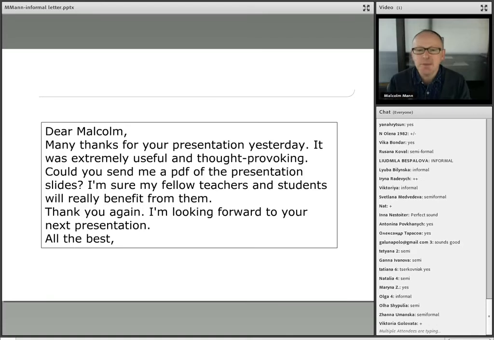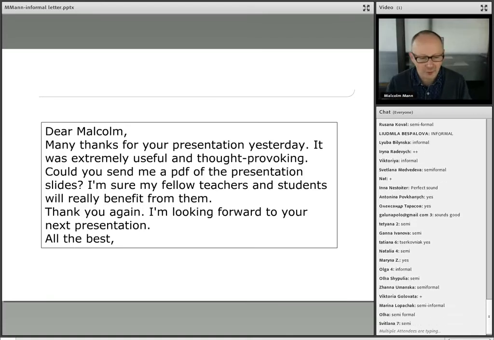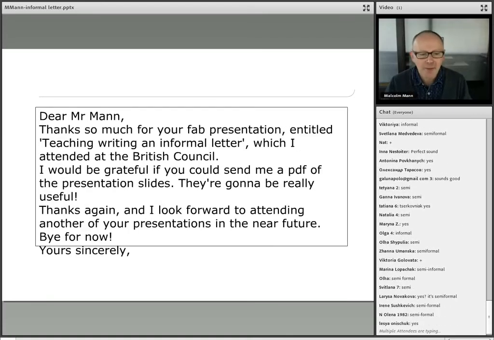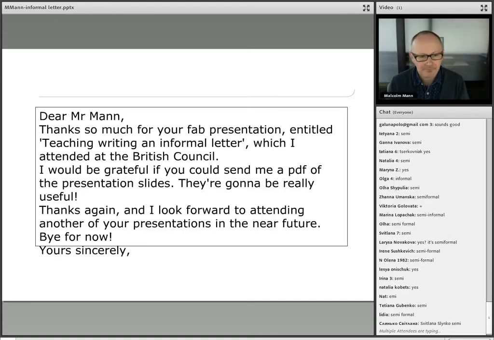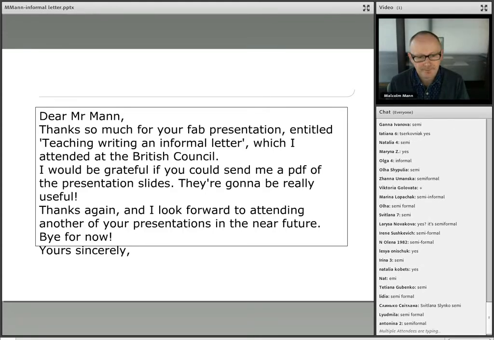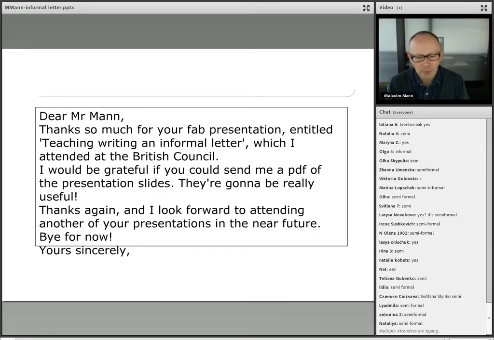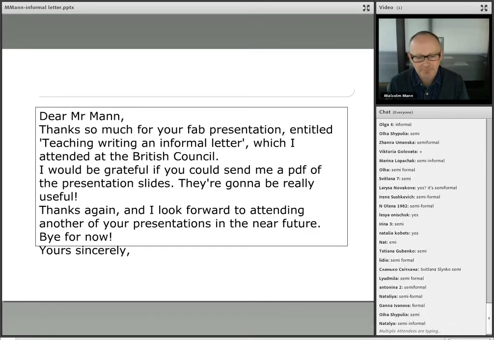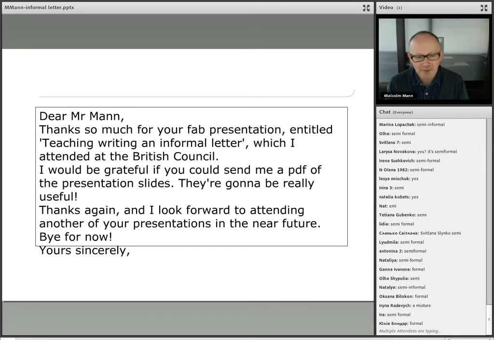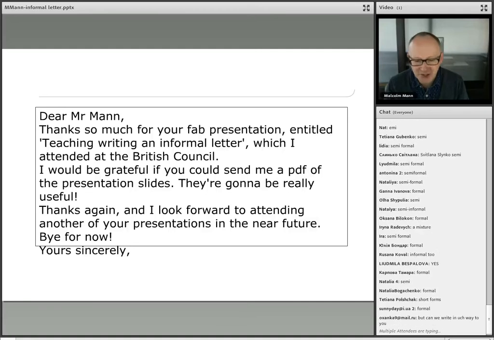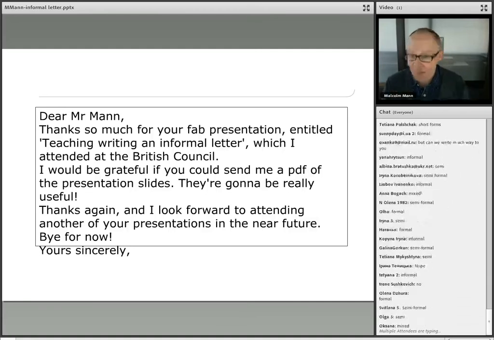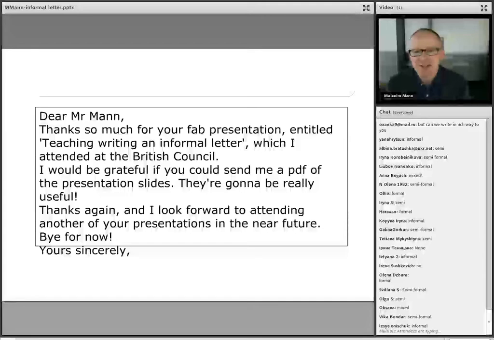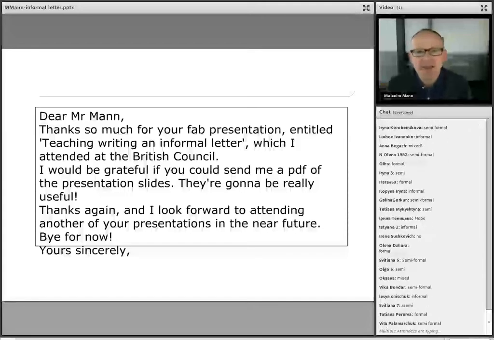So this one's semi-formal. This is in between the formal and the informal. Now, what about this one? Have a quick look at this one. What's this one? Is it semi-formal? It's a mixture. Absolutely right. A mixture is a positive way of saying it. The negative way of saying that is that it's inconsistent.